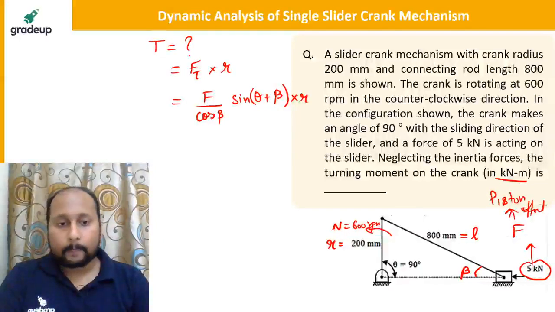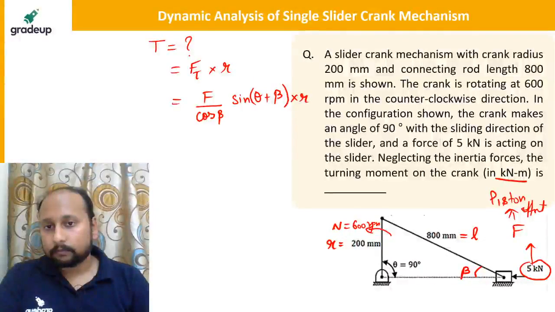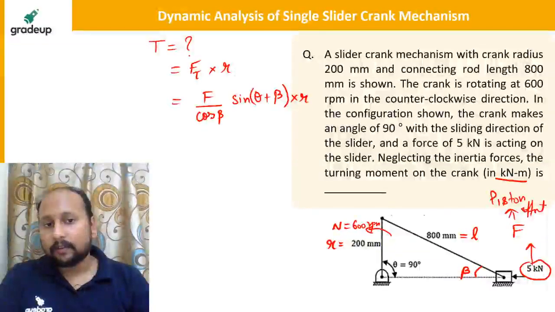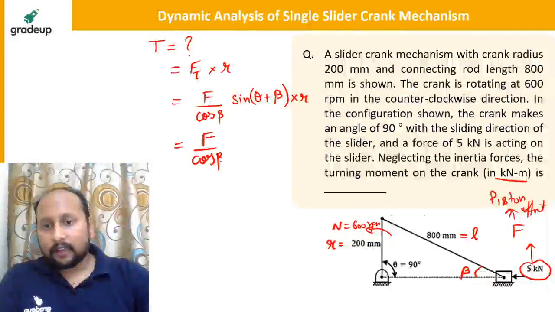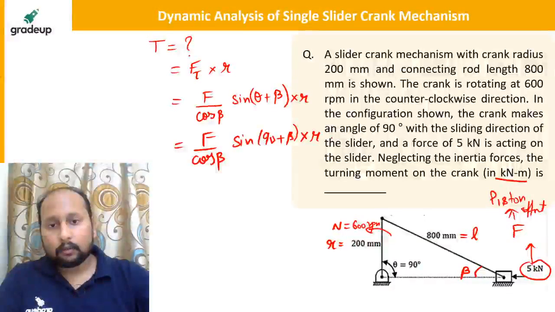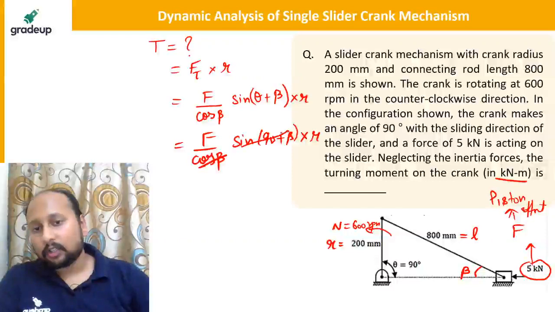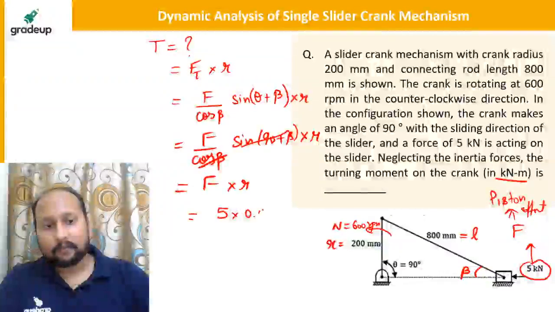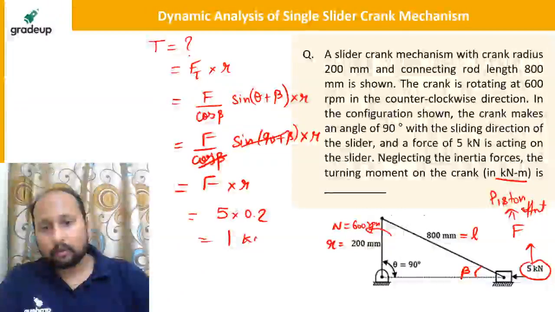Quickly tell me what will be the turning moment on the crank. Theta is equal to 90. Sin(90 plus beta) is cos beta, and cos beta will be cancelling out. Very basic. So this will be F by cos beta into sin(90 plus beta) into R. Now sin(90 plus beta) is cos beta, so this will be cancelling out. So ultimately we have an expression of F into R. What is F? F is 5, R is 0.2. So this is 1 kilonewton meter.